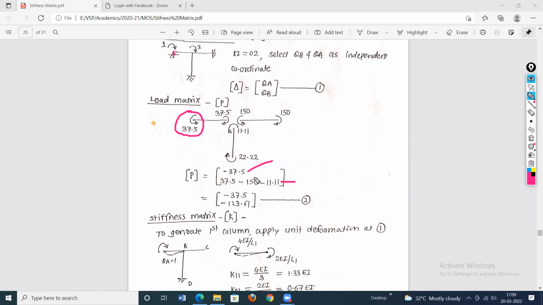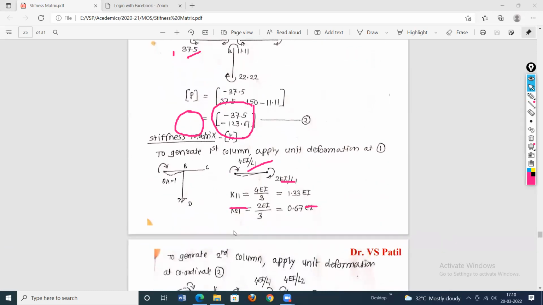And this is at coordinate 2. Coordinate 2 is at the B point. Now at B point, there are 3 moments. Use plus sign for clockwise. So it is 37.5 minus 150 minus 11.11. So total is minus 123.61. Call this equation number 2. Then generate the stiffness matrix.